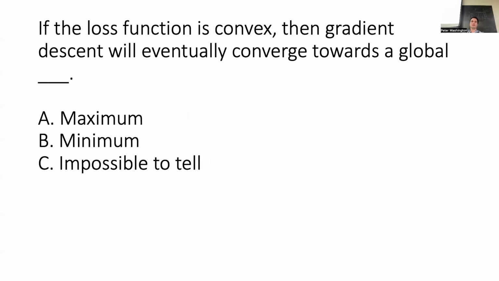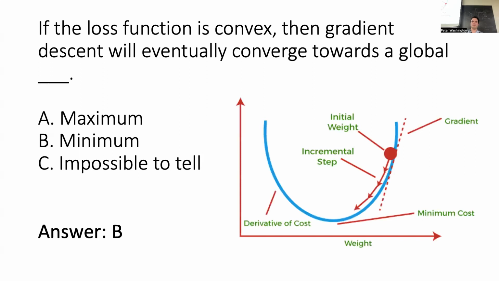Okay, if the loss function is convex, then gradient descent will eventually converge towards a global blank. Maximum, raise your hand. Minimum, raise your hand. Okay, so the answer is minimum because it's convex, and so we want to get to the minimum loss function. And yeah, again, it's all in your notes. If you're wondering which one's concave, which one's convex, you'll have your notes. So it's not like you have to memorize this stuff.